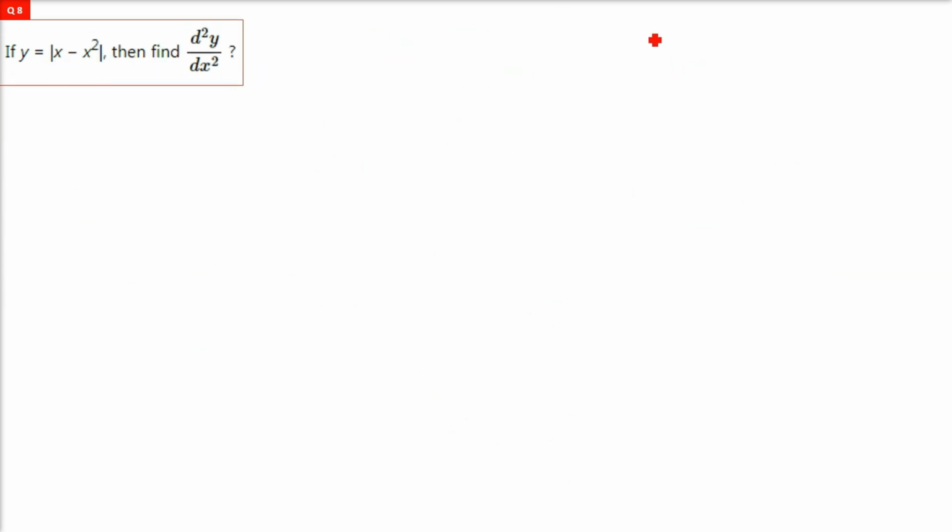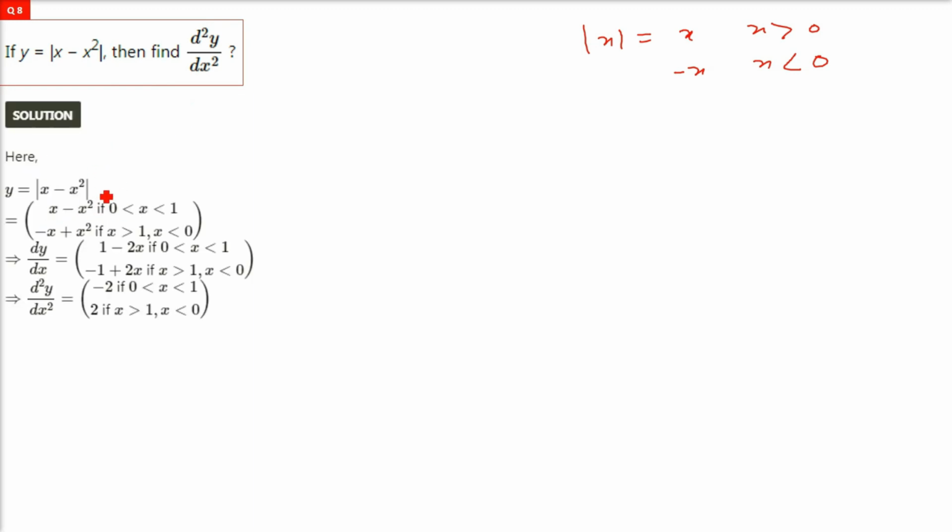y is equal to modulus x minus x square. So modulus x is x when x is greater than 0, and negative x when x is less than 0. So when we remove the modulus, this kind of thing we have to do. This is a general idea. Modulus x will be what? But we have modulus of x minus x square.